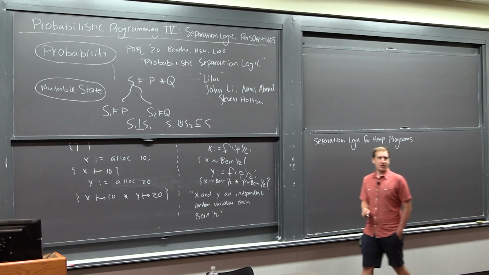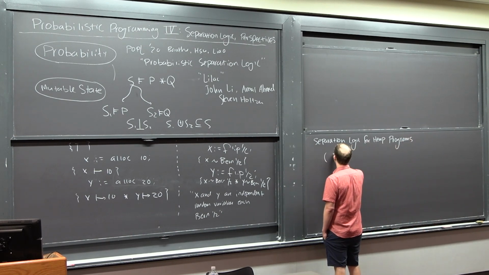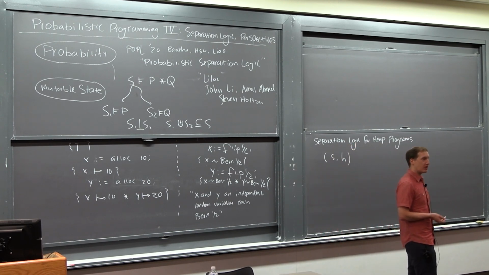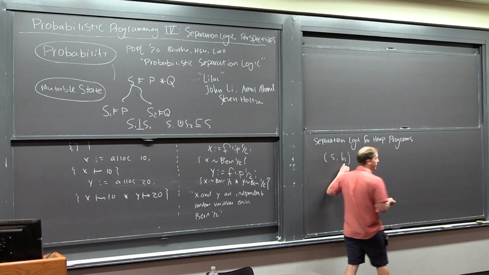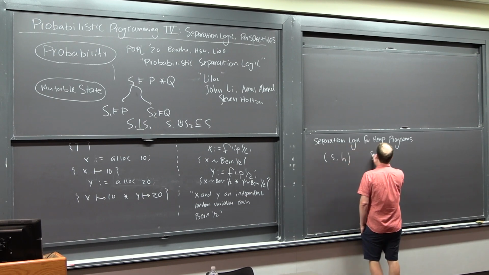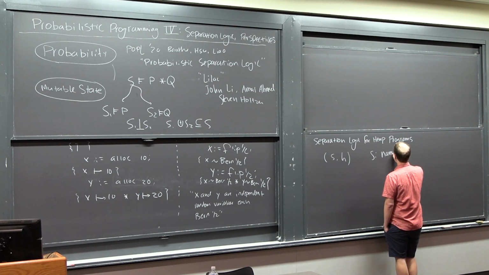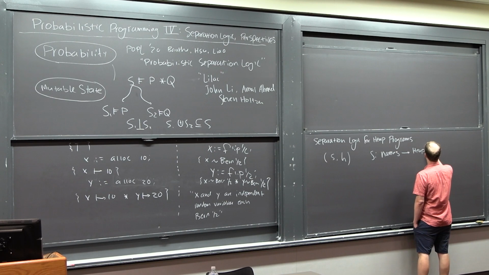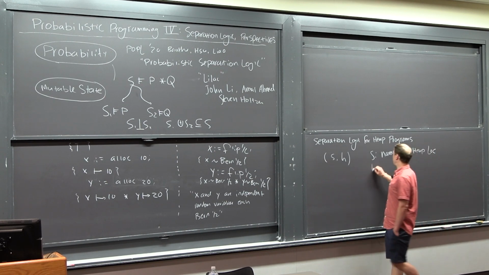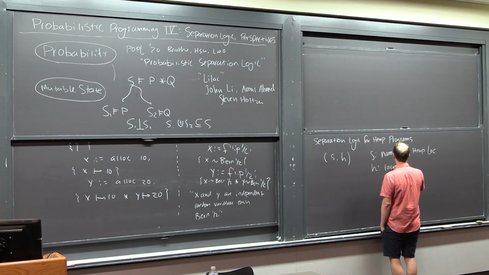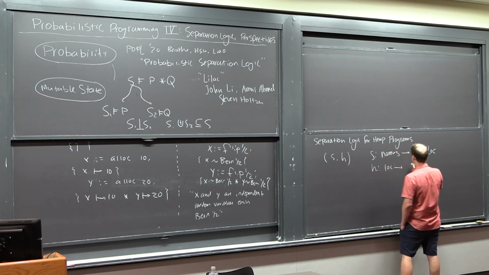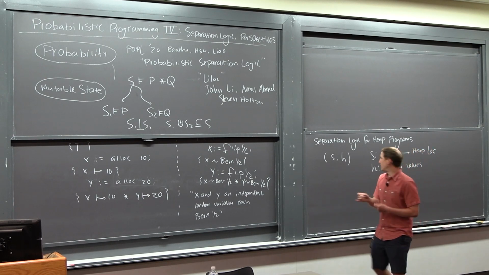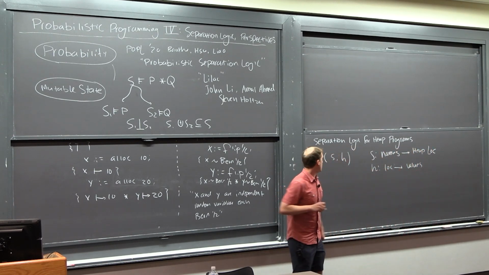OK, so there's going to be some ingredients. My configurations, meaning the things that my propositions are telling me things about, are going to be the pair store, heap. Okay? So a store is a map from names to heap locations. And then my heaps are partial maps from location to values. So that's going to be like the data of my program, right?